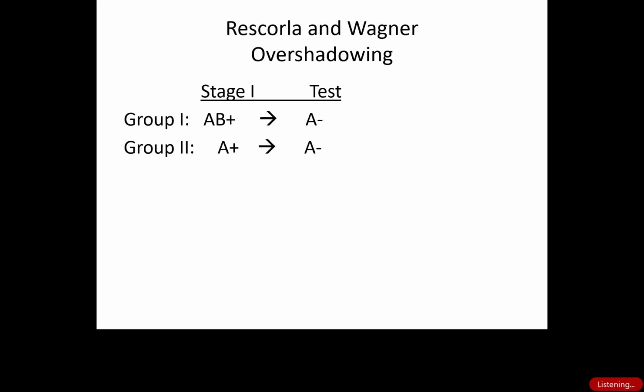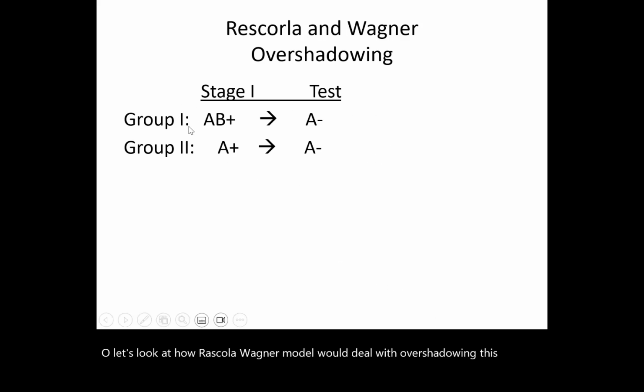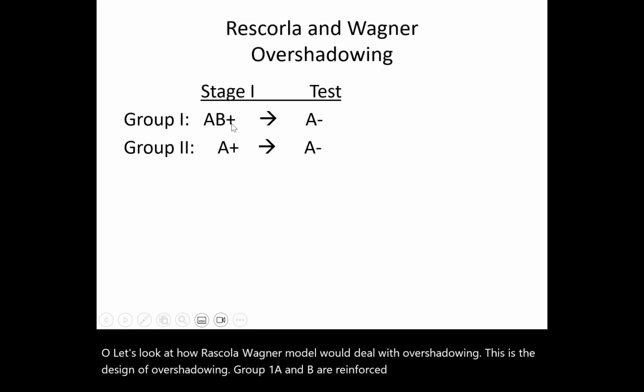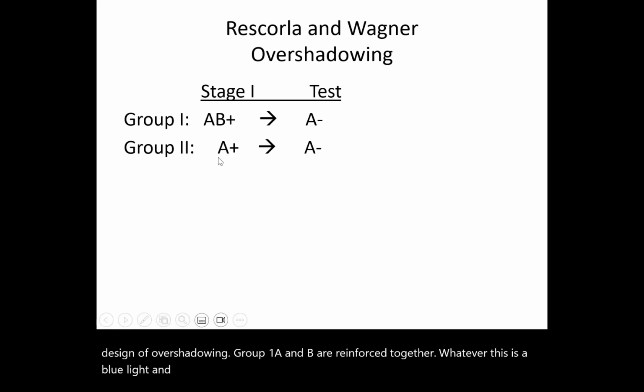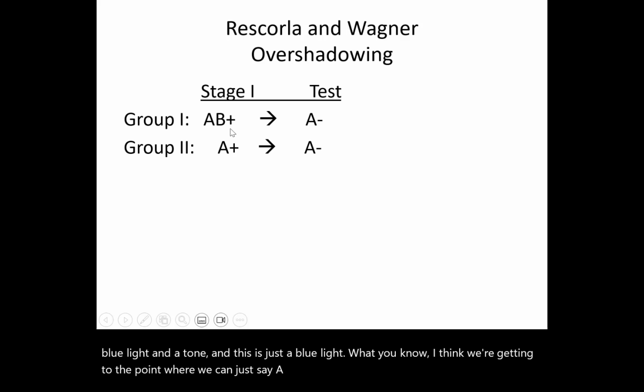So let's look at how the Rescorla-Wagner model would deal with overshadowing. This is the design of overshadowing. Group 1, A and B are reinforced together. Whatever this is, a blue light and a tone. And this is just a blue light. I think we're getting to the point where we can just say A is a stimulus, and plus represents reinforcement, and negative means non-reinforcement, or just at least a test.